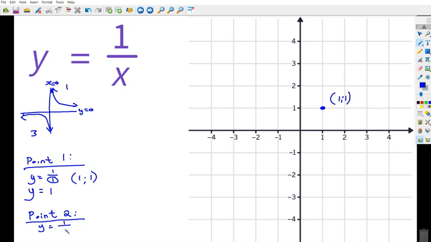Okay, so I've got 1 over -1, and that means y is equal to -1. So what is my point there? Give me my coordinate. X value. What did I choose for x? I chose x = -1. What did I get for y? -1. So let's go plot that. I've got -1, -1.